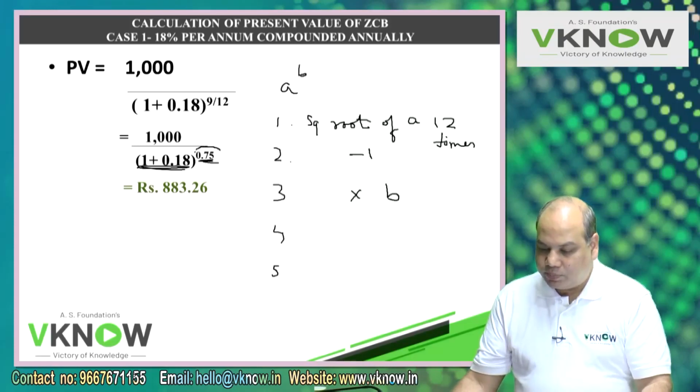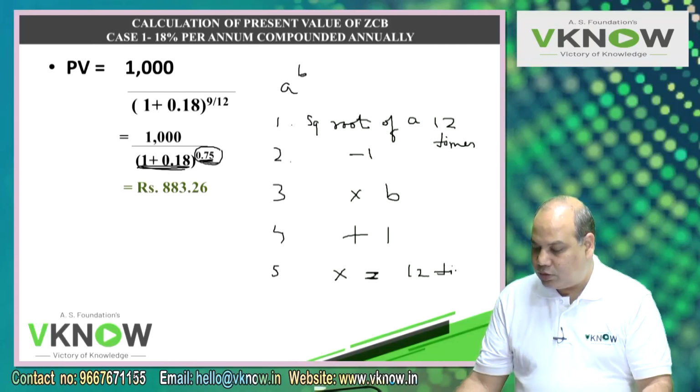In our example, the power is 0.75. Step number 4, press +1. And step number 5, press multiply equal to 12 times. Multiply equal to 12 times.